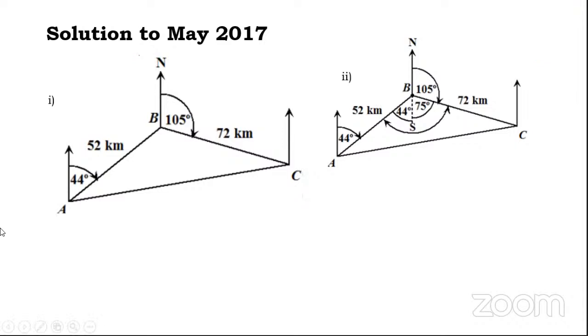So are we using Pythagoras theorem? Are you using sine ratio? Are you using cosine ratio, tangent ratio, sine rule, cosine rule? What are you using to find the length AC?